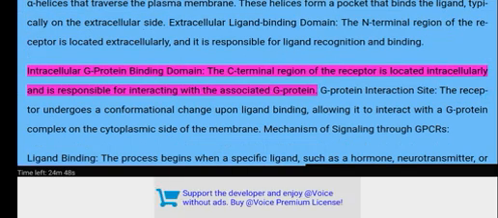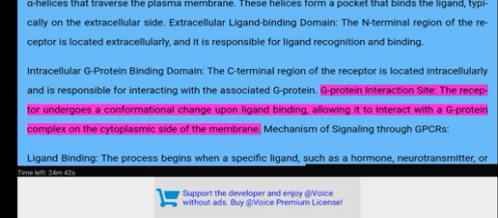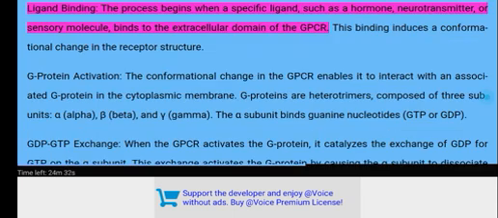Intracellular G-protein binding domain. The C-terminal region of the receptor is located intracellularly and is responsible for interacting with the associated G-protein. G-protein interaction site. The receptor undergoes a conformational change upon ligand binding, allowing it to interact with a G-protein complex on the cytoplasmic side of the membrane. Mechanism of signaling through GPCRs.